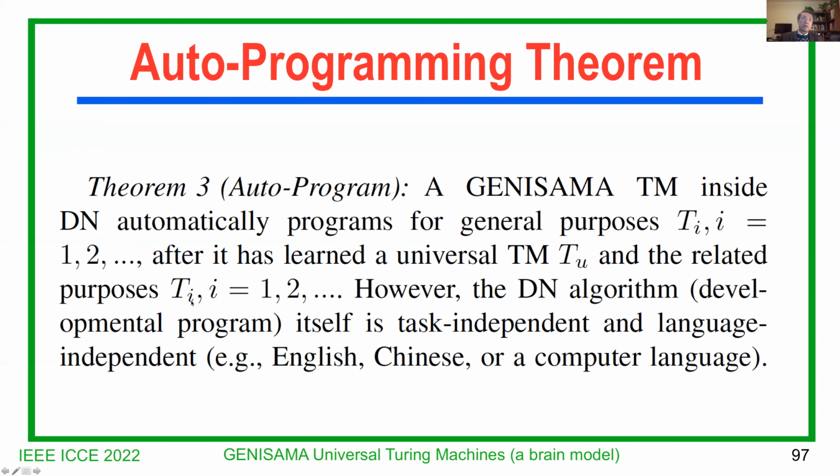So TU can integrate TIs. However, the DN algorithm, DN itself, is task independent and language independent. For example, it uses native language, could be English, Chinese, computer language. I can write a program DN, and that DN can learn other languages that I'm not familiar with.